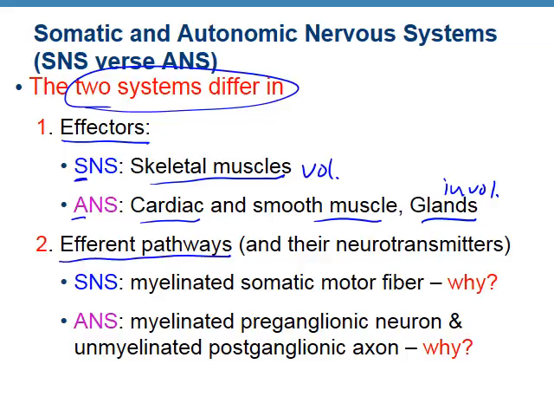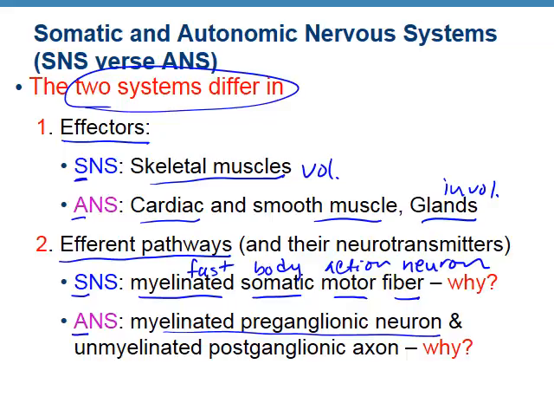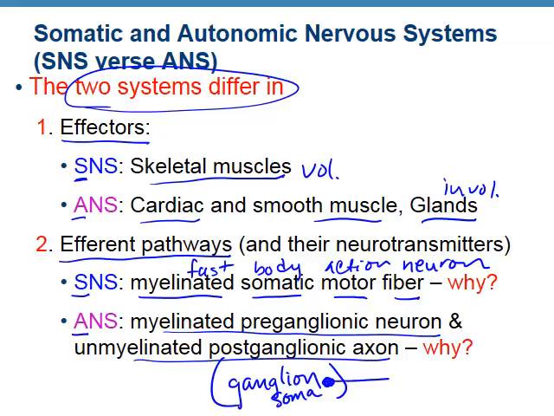The efferent pathways. So remember, efferent pathway is the neuron as it exits the spinal cord. So the efferent pathway for somatic is myelinated somatic motor fiber. Myelinated should tell you fast. Somatic should say body. Motor should say some sort of action. And when they say fiber, they're talking about a neuron. For the autonomic nervous system, there are two. There is a preganglionic and a postganglionic. If you remember the term ganglion, it's a bundle of somas, or cell bodies, from neurons, right?